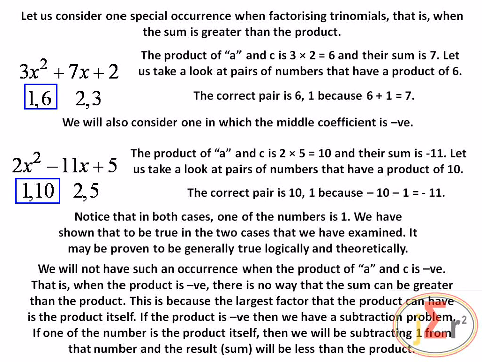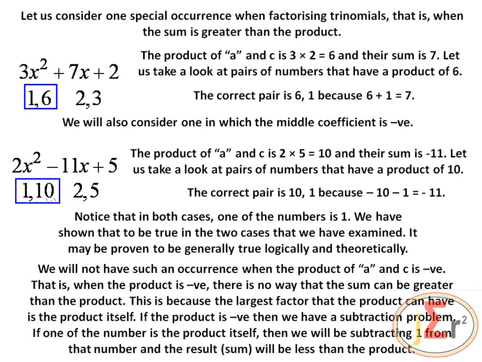If one of the numbers is the product itself, then we will be subtracting 1 from that number, and the result, which is the sum, will be less than the product. So take a look at this one. The product is 2 times 5, 10. The largest factor of the product is 10. And if one is 10, then the other one is 1.